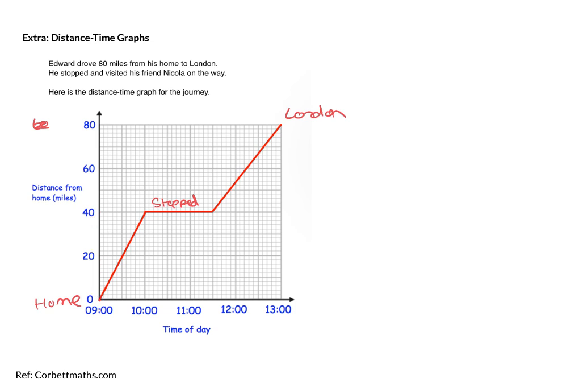How far is London from his home? Well, that's 80 miles. That's also given to us in the question. We could say how far is his friend's house from London? Well, his friend's house is 40, London is 80, so his friend's house is also 40 miles away from London.